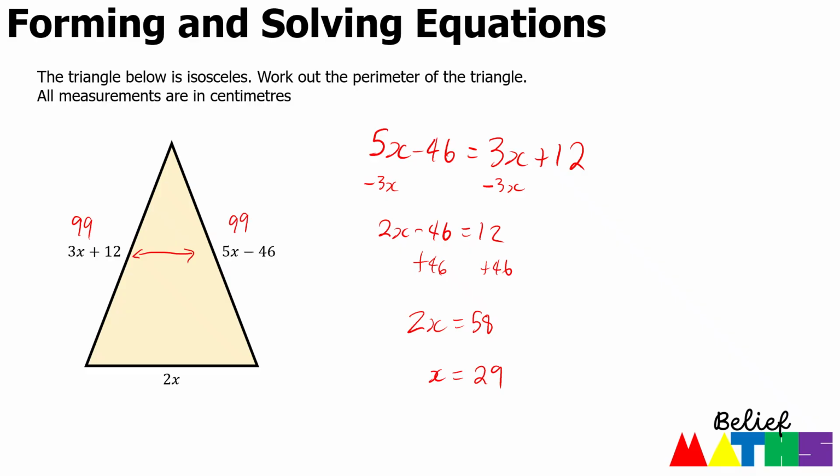5 times 29, take away 46. And the bottom one, 2 times 29, gives me 58. Then we add all of those together, 99 plus 99 plus 58. And that gives us the final answer of 256 centimeters for the perimeter.